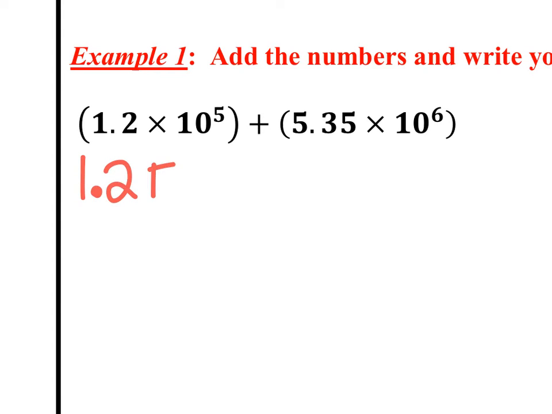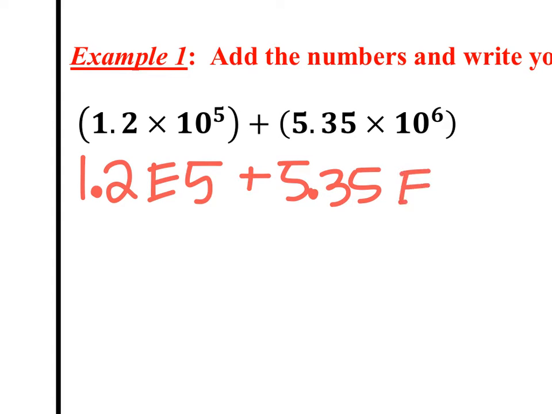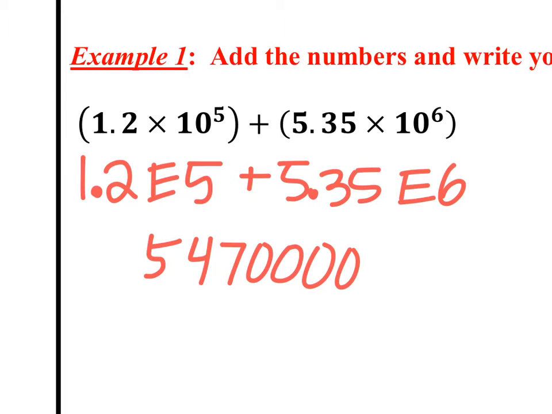1.2 E5, because it's 1.2 times 10 to the 5th, plus 5.35 E6. So the calculator said it was this. Wait, what was it? It was 4 zeros. Okay, 5,470,000. This is not in scientific notation.